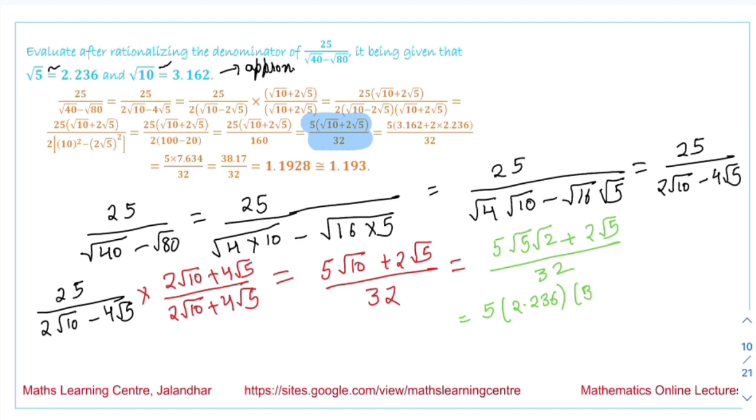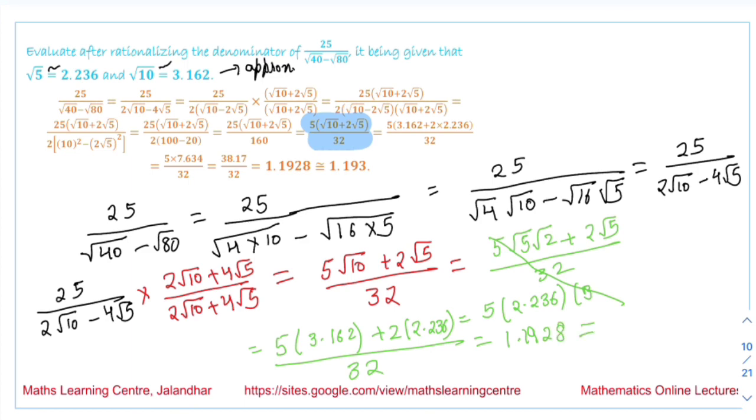We are given the exact value of root 10, so we need not do this. So it is 5 into 3.162 plus 2 into 2.236 divided by 32, and when you make this calculation, the answer is approximately 1.91928. The values given to us are up to 3 decimal places, so we round this up to 3 decimal places and we get the answer 1.193. We have rounded this value because in the question the values were given up to 3 decimal places.